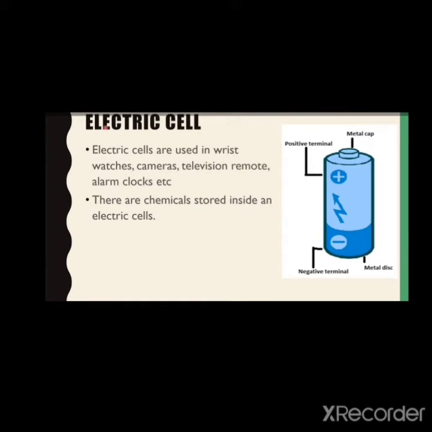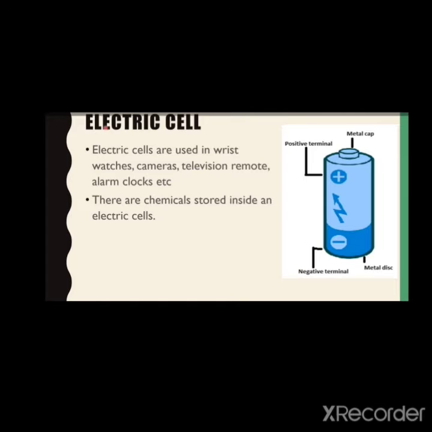Electricity to the bulb in a torch is provided by the electric cell. Electric cells are also used in alarm clocks, wristwatches, cameras, television remotes, etc. There are chemicals stored inside an electric cell.